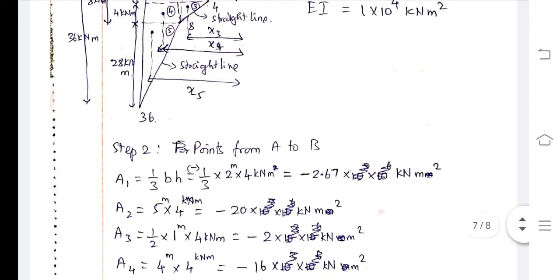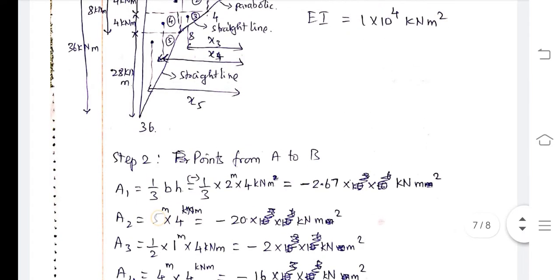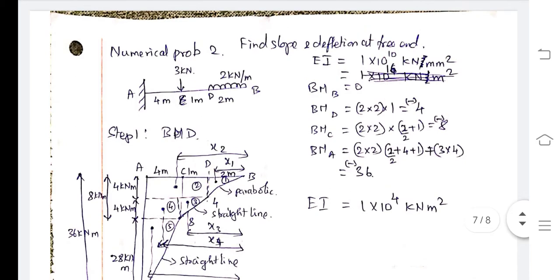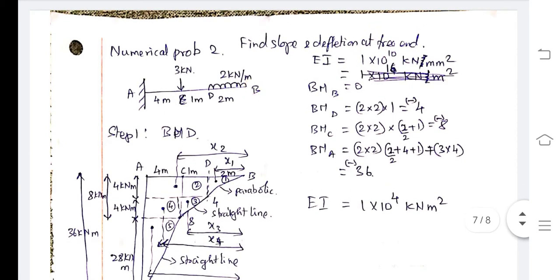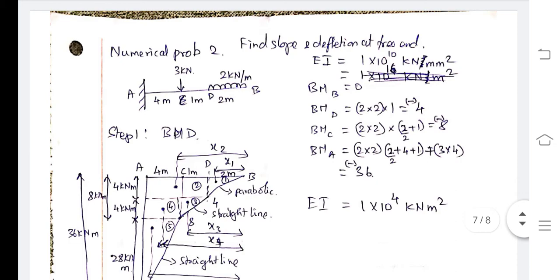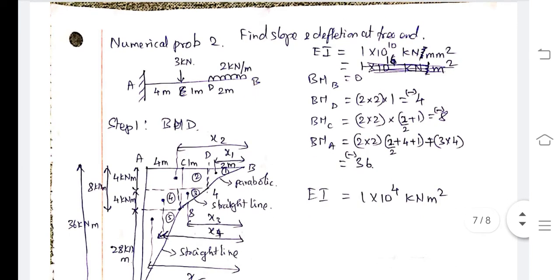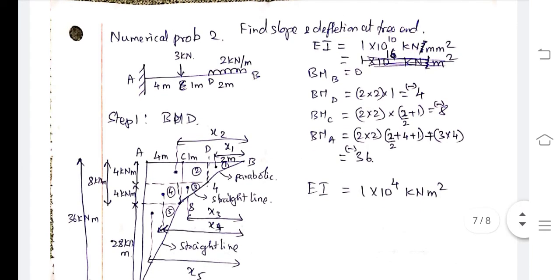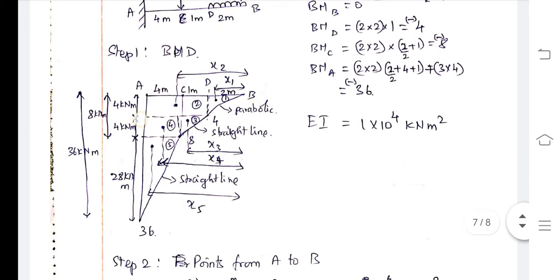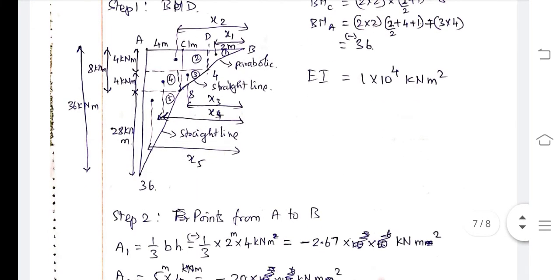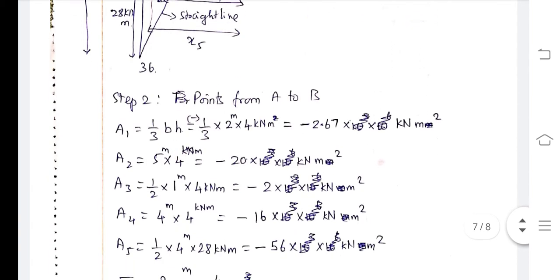So here, step 2 is we have to find out the slope and deflection at the free end, that is at B. So taking the fixed point as one point and the deflection point as the other point, you have to calculate between A and B. So you have to calculate the areas between A and B and their corresponding x bars.